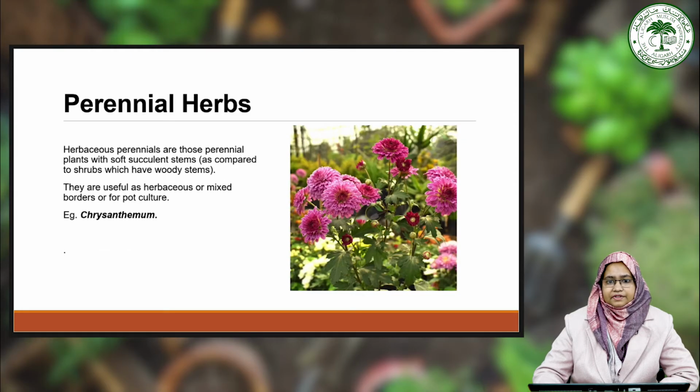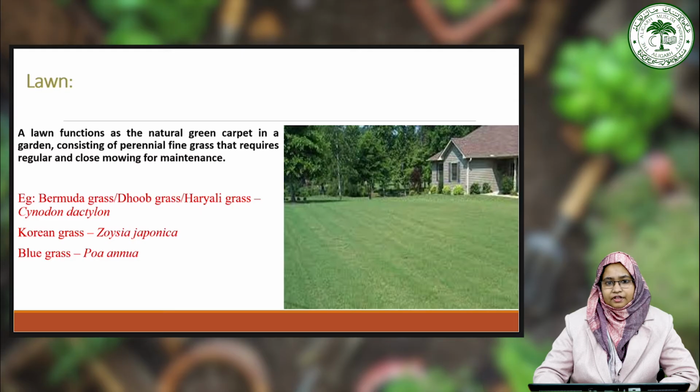The last type is herbaceous perennials. They complete their cycle in more than 2 years. They are useful in creating mixed borders or for pot culture, like chrysanthemum as shown in the current picture. Perennials are also used in the making of a lawn.